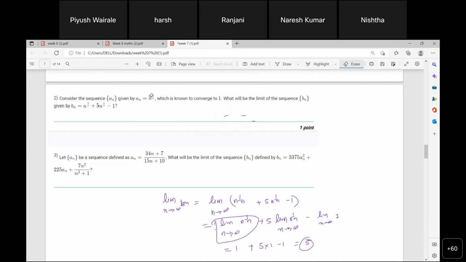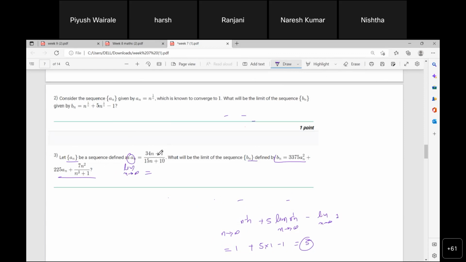Now let us go for the third question. Here the sequence a_n is defined as this one. What will be the limit of the sequence b_n defined by this particular function? First we have to calculate the limit for this a_n, and then apply the same for b_n as we have done for the previous question. The same way, you have to take the limit as n tends to infinity of a_n. Does anyone know how to solve this?